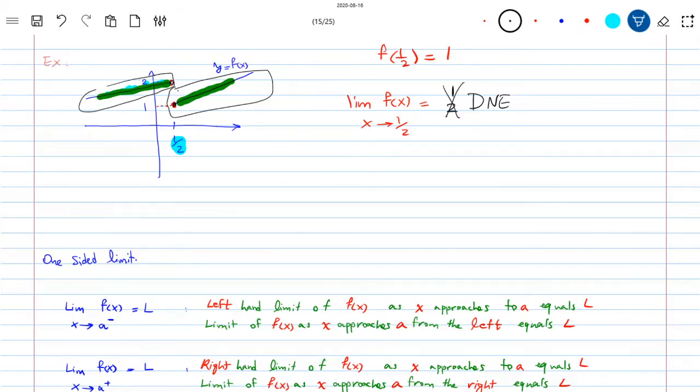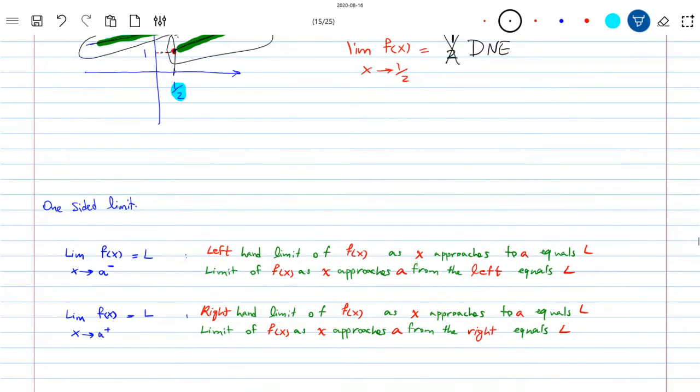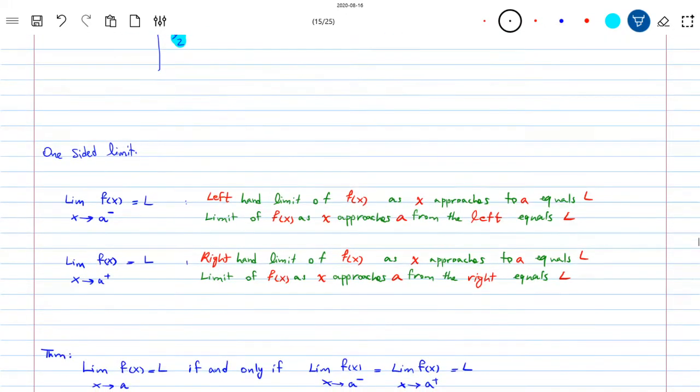You do not look at the specific point, you follow the curve to see what you expect. You expect to get 1 if you follow the right curve. If you follow the left curve, you expect to get 2. So you say, okay, these 2 values, I do not know which one to pick, so the limit does not exist. A one-sided limit only focuses on one side.